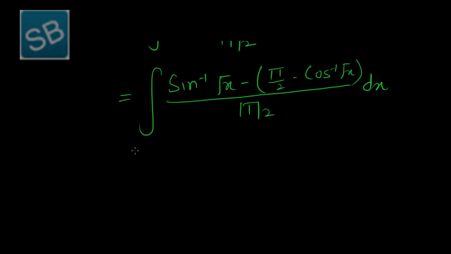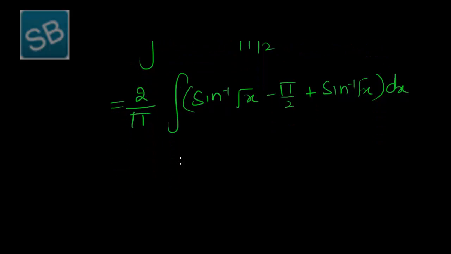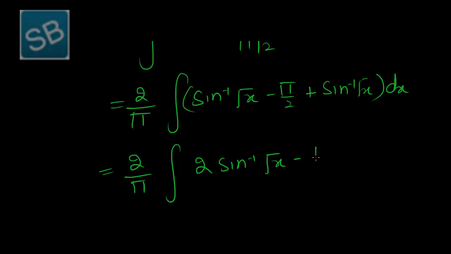Here we replace cos inverse root x by pi by 2 minus sin inverse root x. So here we get 2 over pi times the integral of (sin inverse root x minus pi by 2 plus sin inverse root x) dx. So we get 2 over pi times the integral of (2 sin inverse root x minus pi by 2) dx.